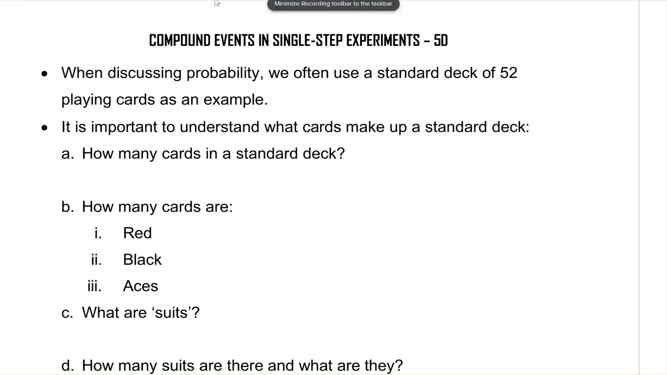So, compound events in single-step experiments. When discussing probability, we often use a standard deck of 52 playing cards as an example. That's why I got these for you today, so that you could see the 52 cards that are in a deck. It is important to understand what cards make up the standard deck. First of all, how many cards are in that deck?